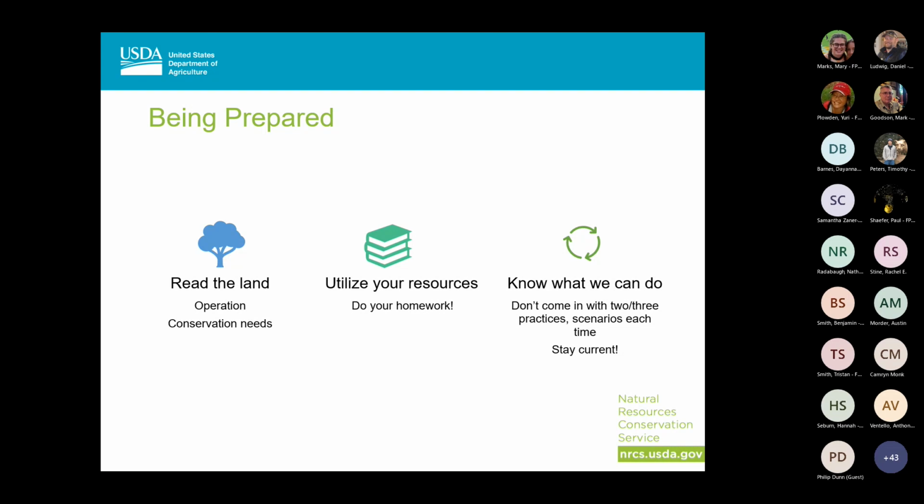So try not to come in with two or three practices or scenarios that you offer up each time and get in a rut. Try to think about what we offer and what really matches the producer, and try to stay current with the payment schedule and how we choose practices in Pennsylvania. That can change from year to year. We're creating and adopting new scenarios and new practices every year. So making sure that you know what's out there and what we still have and what we can do is really important.